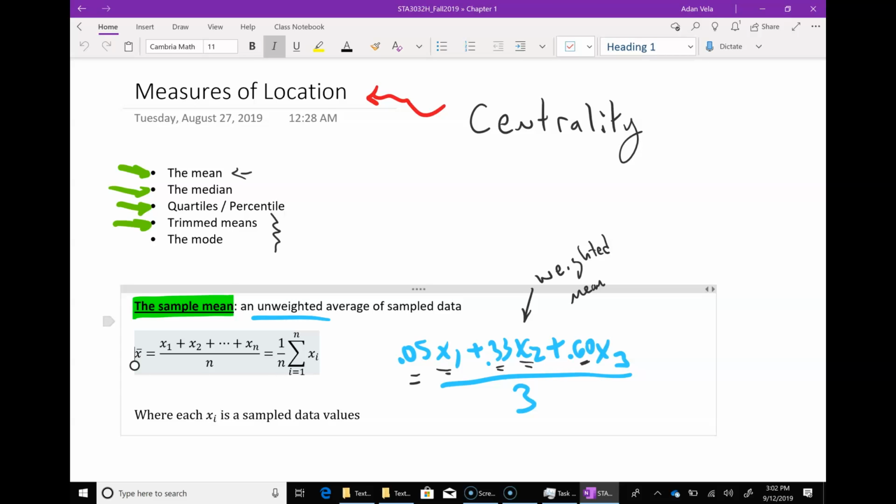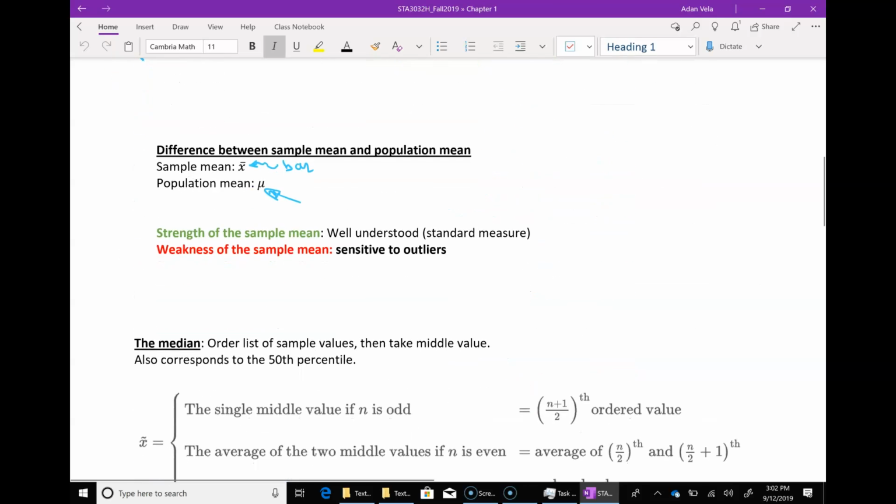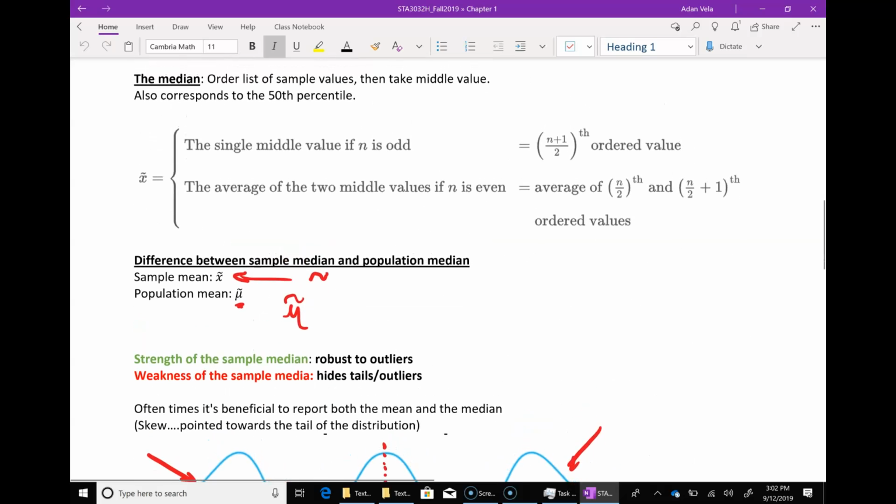So to get around this, some folks suggest using the median, which again is where you just take the middle value of all the data that you have. If you have an even number of data, then you take the two middle values and then you average them together. The strength of this is that it's sort of robust to outliers. Okay, so if you do have these outliers, then you'll be fine taking the median and it will give you a better indication of where most of your data lies.